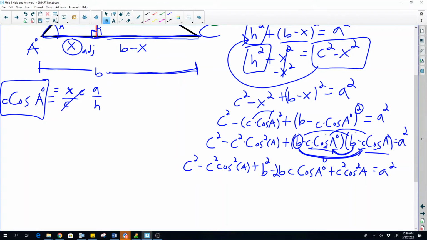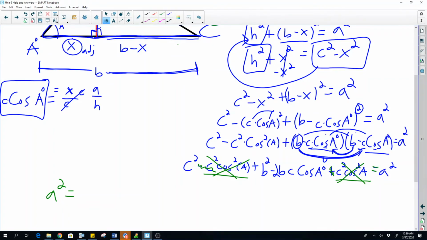Cool. It gets better. Watch, ready? Now it's going to simplify. So this positive c squared cosine squared A and this negative c squared cosine squared A are going to cancel. Going to cancel with this positive and a negative. So then if we go ahead and put the a squared equals first, you're going to see something special. So a squared is equal to, you see it yet?